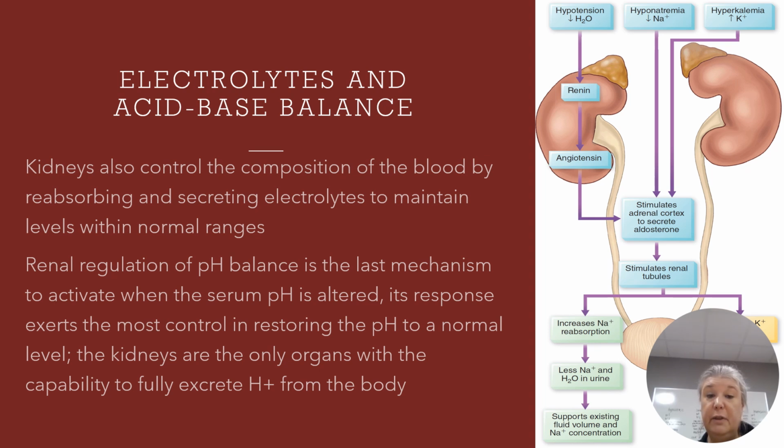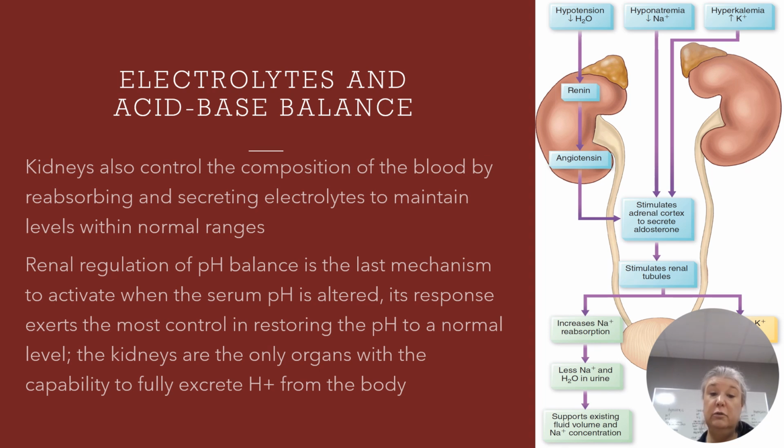pH less than 7.35 is acidotic, and greater than 7.45 is more alkalotic, which is more basic, right? There's three mechanisms that work to maintain normal serum pH. Like we talked about, we have an acid-base buffer system, we have the respiratory system, and then of course the renal system. Although the renal regulation of pH is the last mechanism to activate, remember that whole bicarb thing? When the serum pH is altered, its response exerts the most control in restoring the pH to a normal level.